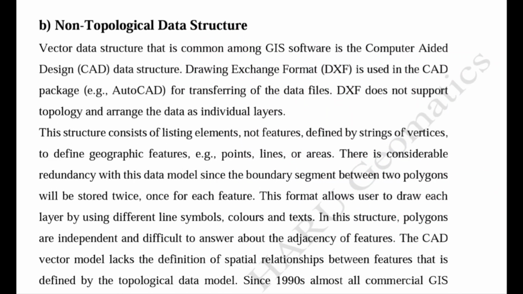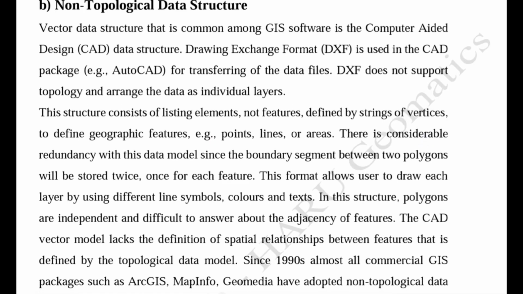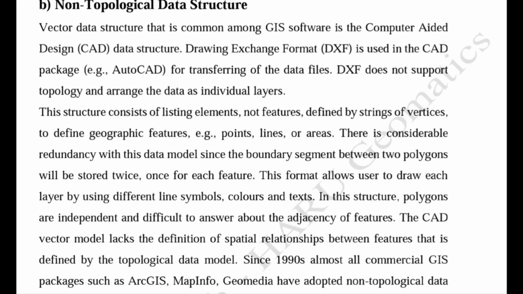So this structure consists of listing elements, not features. Means we have to calculate how many elements are there. They are stored in the form of listing elements, not features, so every element is stored separately. But in the case of topological, there is no repetitive data. Non-topological data structure consists of listing elements defined by strings of vertices to define geographic features.